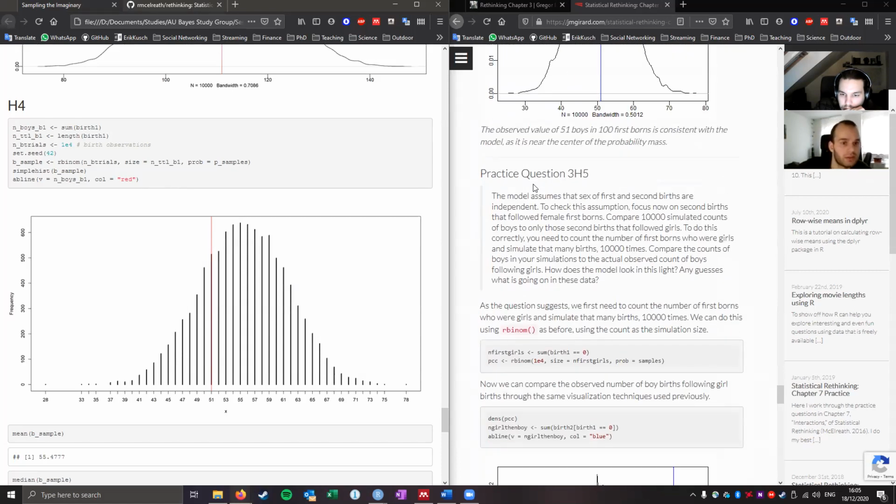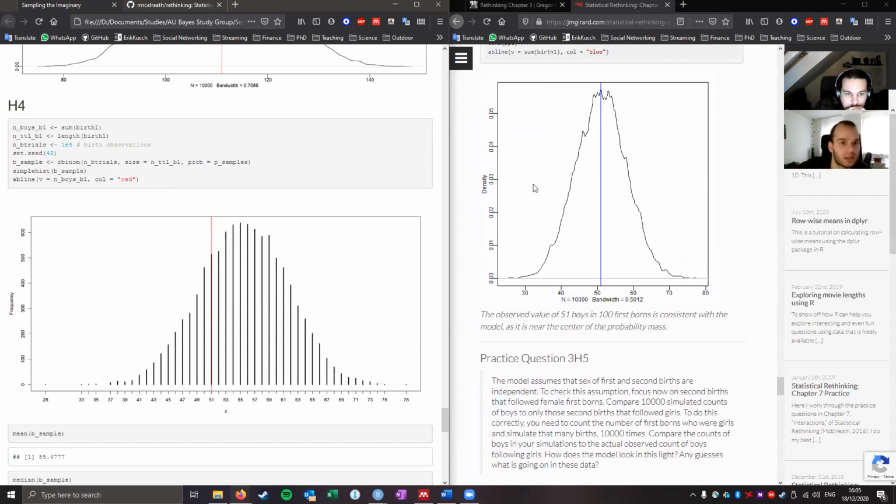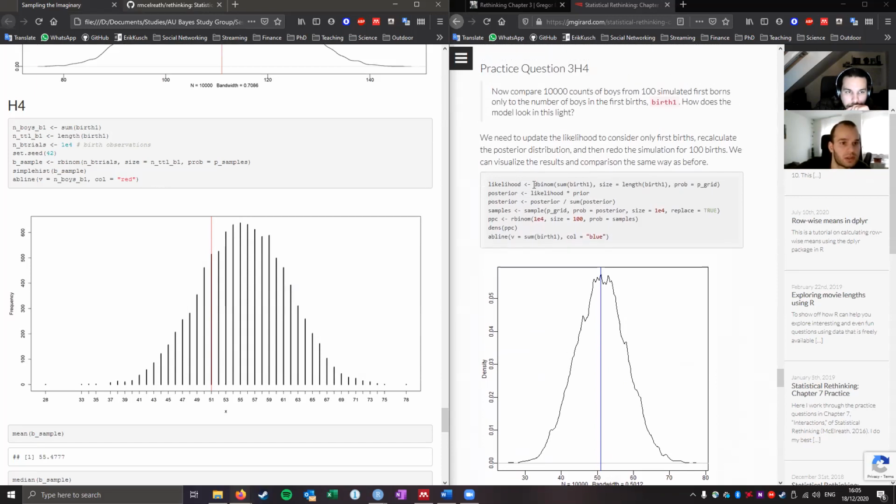What are you sampling from? From B trials? What's B trials? Where did you define B trials? And B trials there, thousands. And B trials is right here. So this is where I'm simulating data. Yeah.